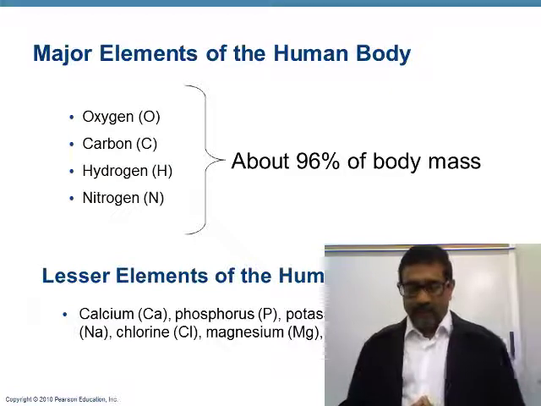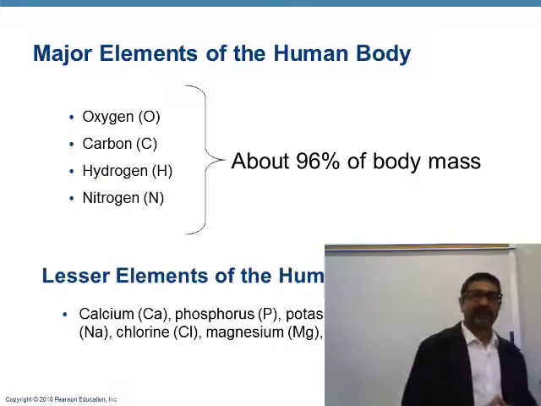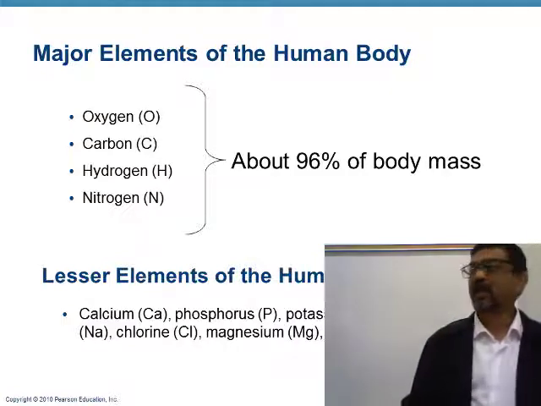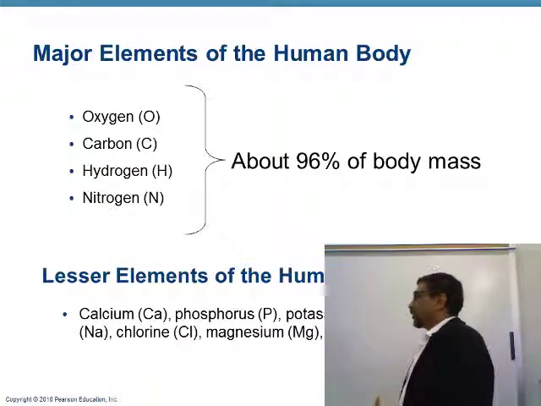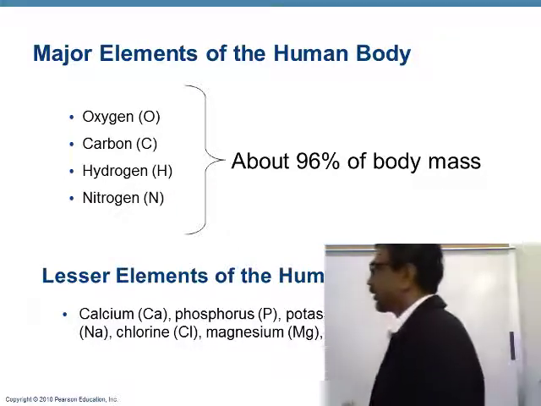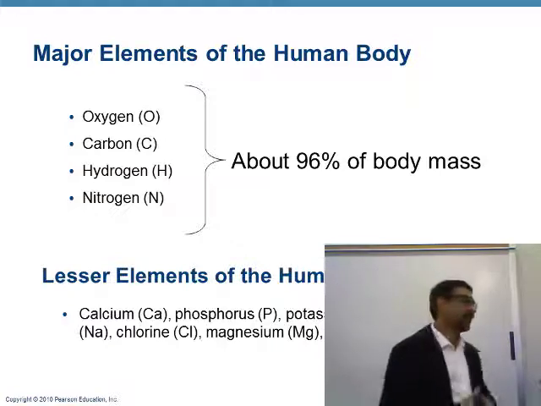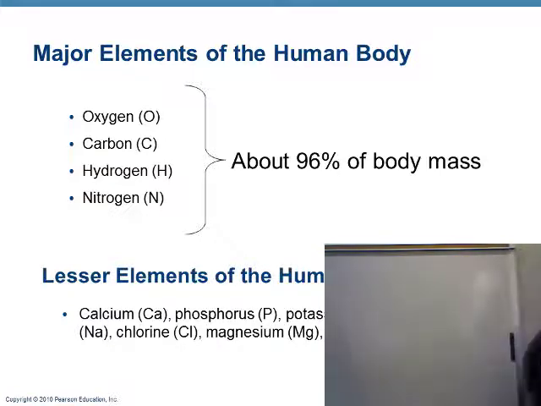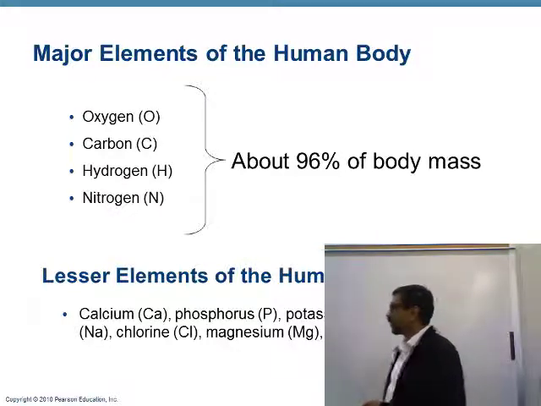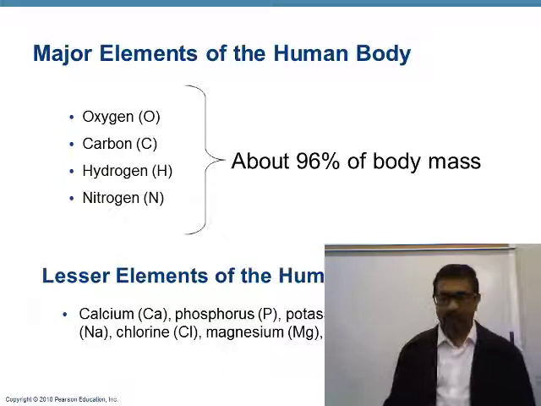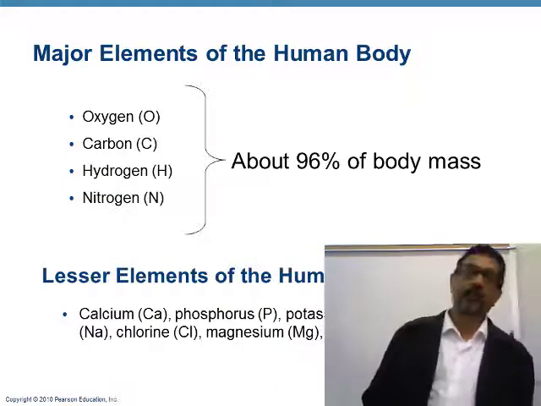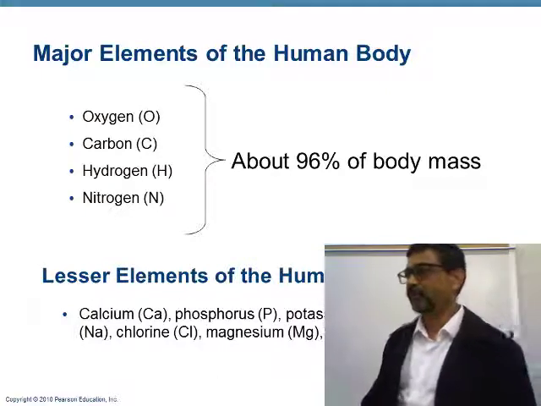And there are many other elements present in your body. Those are also very useful but present in a smaller amount. For example, calcium, phosphorus, potassium, sulfur, chlorine, magnesium, iodine, iron, sodium. So those are some other elements, not all, but those are very important too. For example, calcium. Calcium is a very important element in your blood.